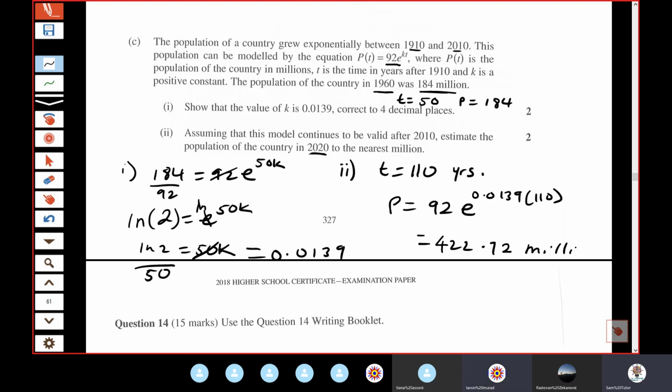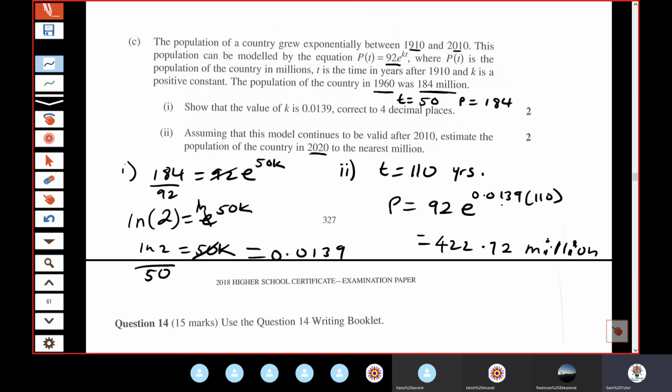So it's simplify. Wait. Just wait. Million, 422.72 million. Give me a second. 0.0139.